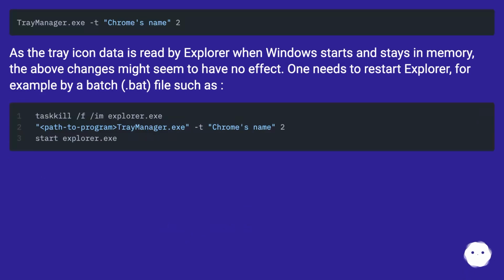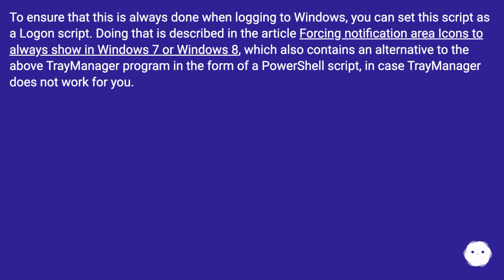As the tray icon data is read by Explorer when Windows starts and stays in memory, the above changes might seem to have no effect. One needs to restart Explorer, for example by a batch.bat file such as. To ensure that this is always done when logging in to Windows, you can set this script as a logon script. Doing that is described in the article.